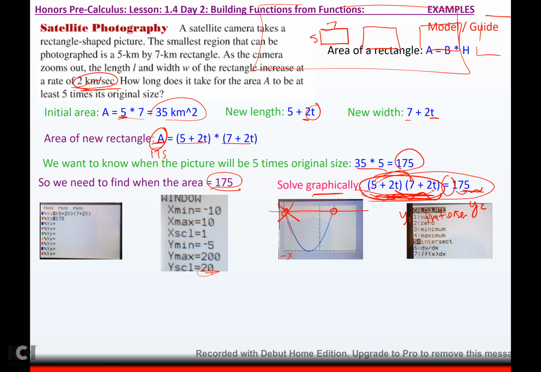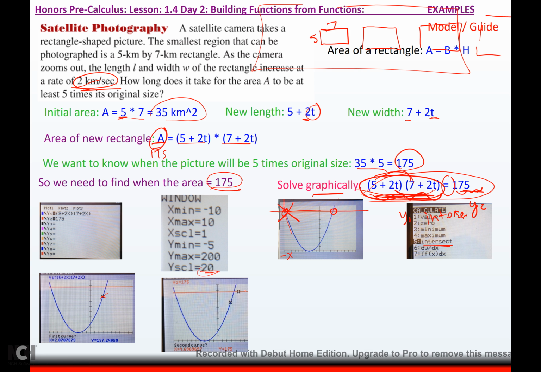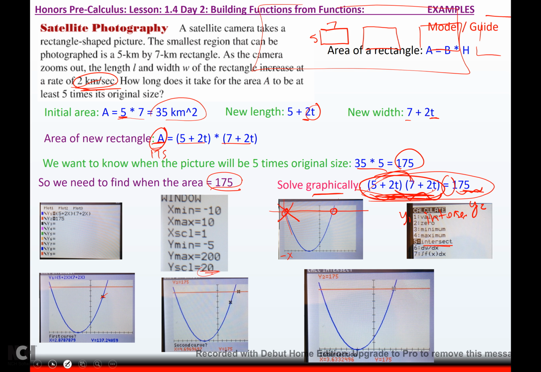You're going to go to calculate, and this time I want to choose intersect, and it's going to ask you for first curve, second curve. For first curve, it's pointing its cursor on the parabola, which is fine. Just hit enter. It should jump up to somewhere on the line. Just hit enter for second curve. And then it wants you to guess. Just hit enter again. And it'll tell you the intersection is when x equals 3.63. You get an area of 175. So what it means is, how long is it going to take? It's going to take approximately 3.63 seconds to enlarge that photograph.